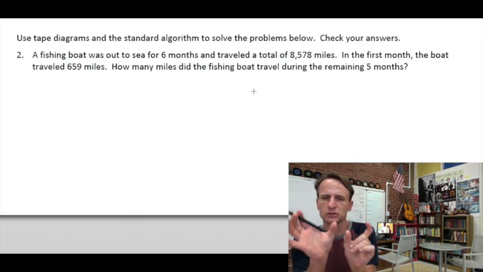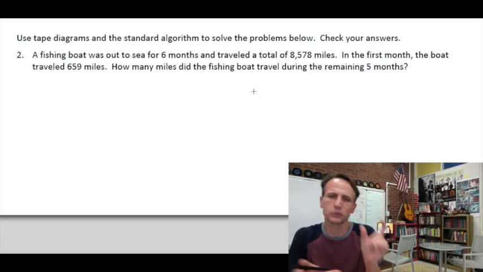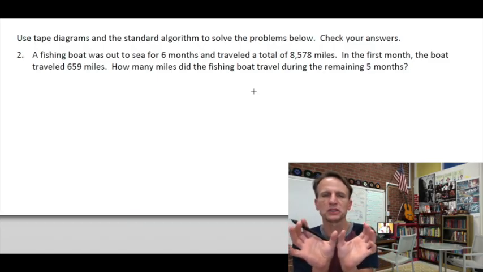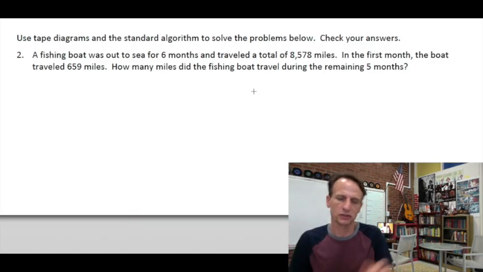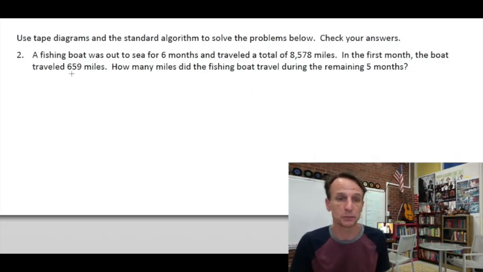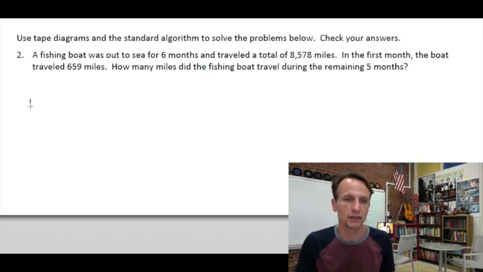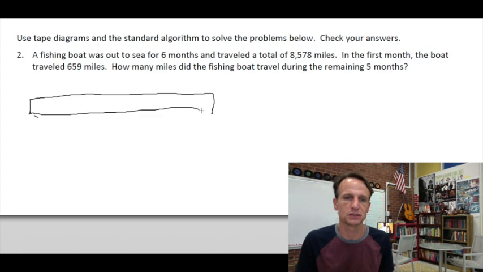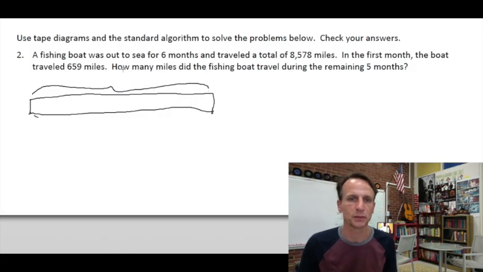So don't get confused by the 6 months, 5 months, 1 month. We have 2 time periods we're dealing with here: first month and the remaining months. So let's just think of it that way and keep life as easy as possible. So our tape diagram, the full length of it is going to be the full length of their little fishing expedition. And make a nice little bracket, or maybe a sloppy bracket, sorry.